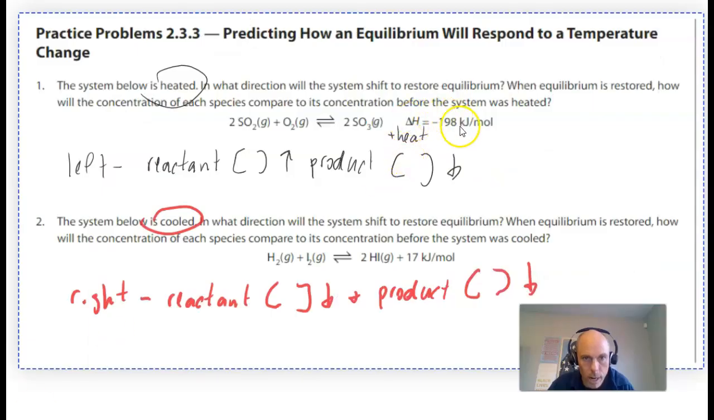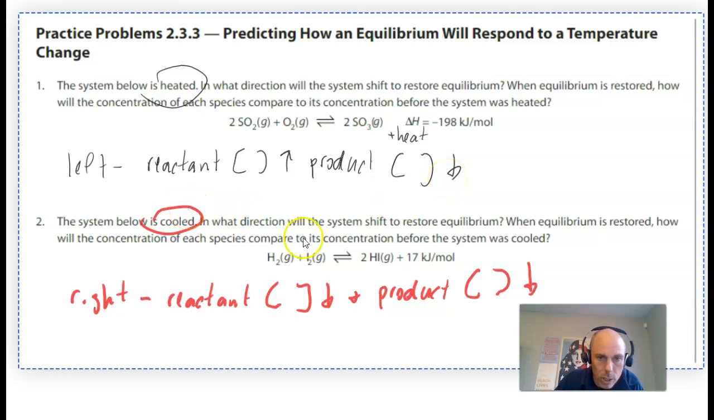So in this first reaction, the delta H is negative, telling us that it is exothermic. So I either picture or write the word heat as a product. This is an exothermic reaction. Meanwhile, if the system is heated, we know it will shift in such a way to remove some of the additional heat. That would be achieved by shifting left, because that would get rid of some product, the heat that can be thought of as a product. So it'll shift left. Meanwhile, the reactant concentrations will increase. That's the upward pointing arrow. And the product concentrations will decrease.